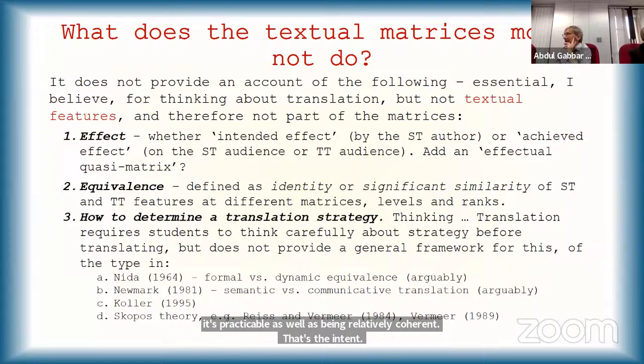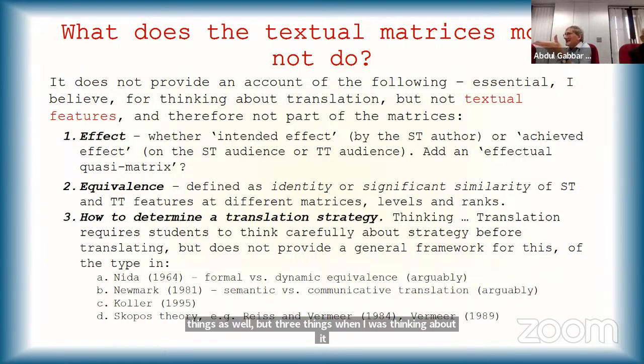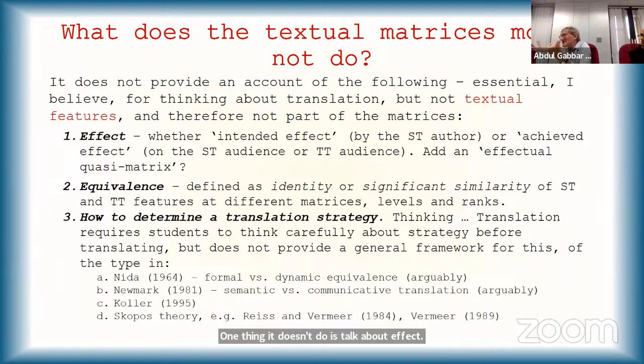I think there are three things. There's a lot of other things as well, but three things when I was thinking about it. One thing it doesn't do is talk about effect. And effect is controversial in translation studies, but I think it is important whether you think about what the ST author intended and what was achieved on the current ST audience.